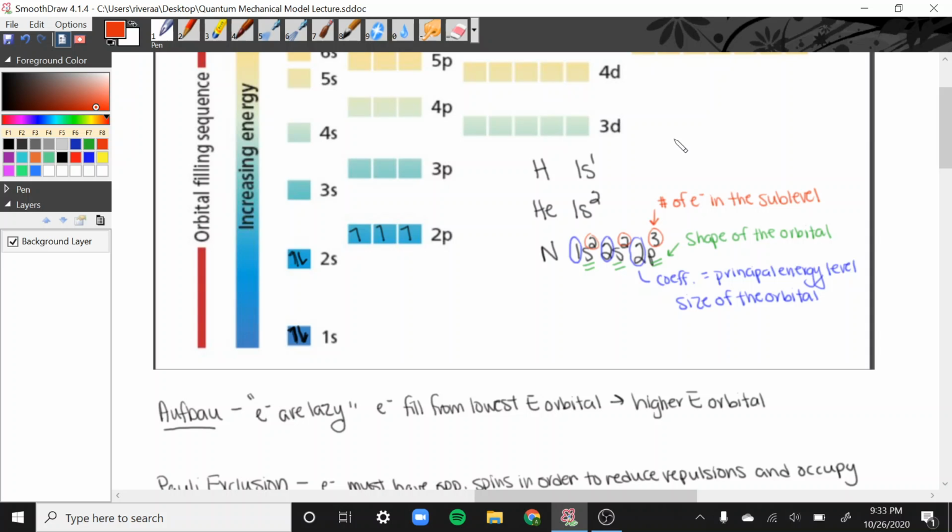In fact, maybe let's, well, we can do it later. I was going to say, let's do a fill sequence for something in the 3D, but we'll do a nice long one here after we talk about how we know this fill sequence.